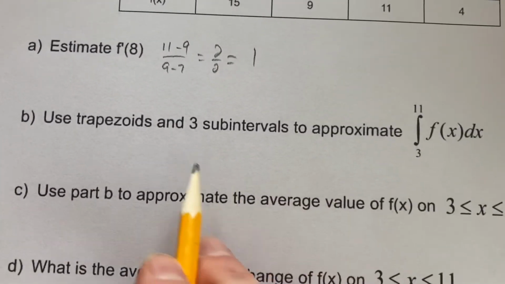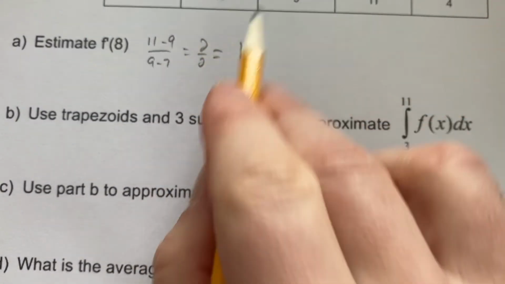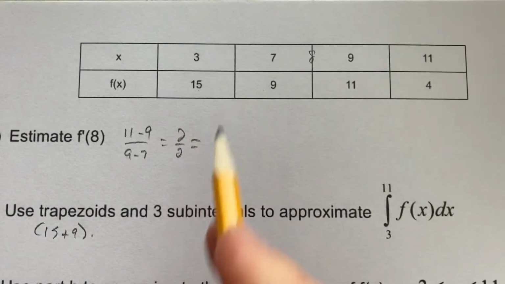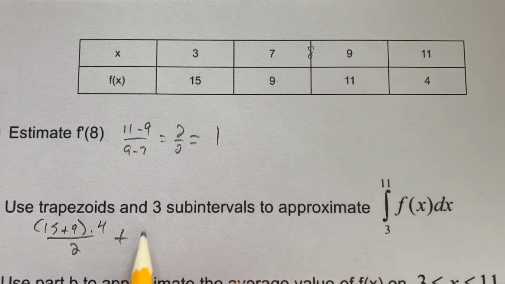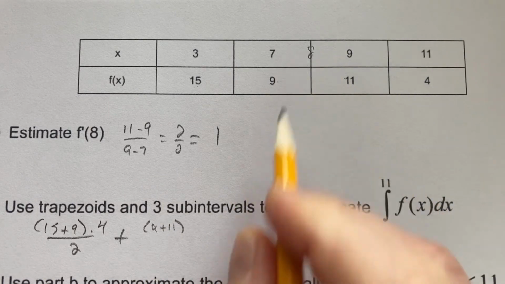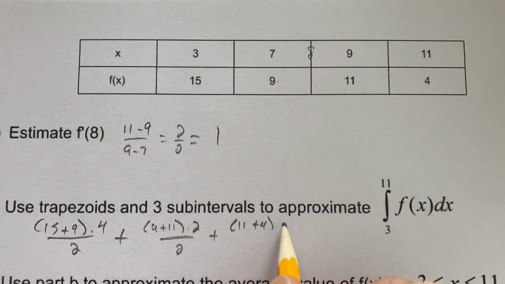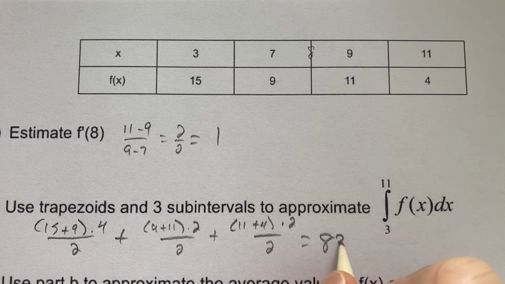Use trapezoids and these 3 subintervals to approximate this. So if I do the first trapezoid, it'll be 15 plus 9 times the distance between them. The distance between 3 and 7 is 4 divided by 2. And the next one, I'm going to add those up: 9 plus 11 times the distance between them, which is 2 divided by 2. And then the last one, I'm going to go 11 plus 4 times the distance between them, which is 2 divided by 2. So this is going to give me 24 times 2 plus 20 plus 15. I'm going to get 83 for an answer.